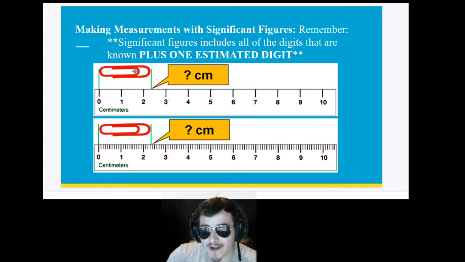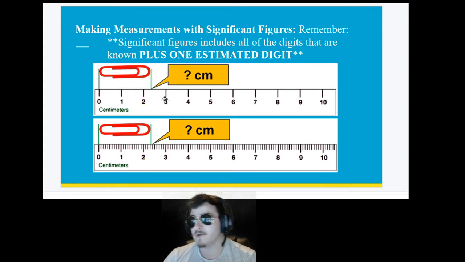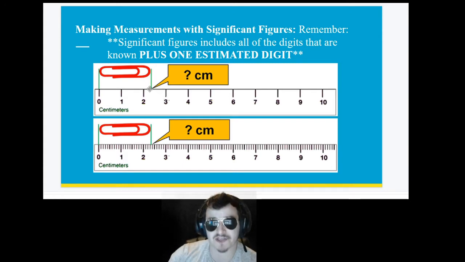So what do we know about this paperclip? It's the same length in both of these pictures. However, one instrument gives us a little more information than the other. Well, on the top ruler, we know for a fact that this paperclip is at least 2 centimeters and less than 3 centimeters. We know that for a fact. We are accurate to the ones place here. So we have to estimate one digit past that, which means we have to go to the tenths place.